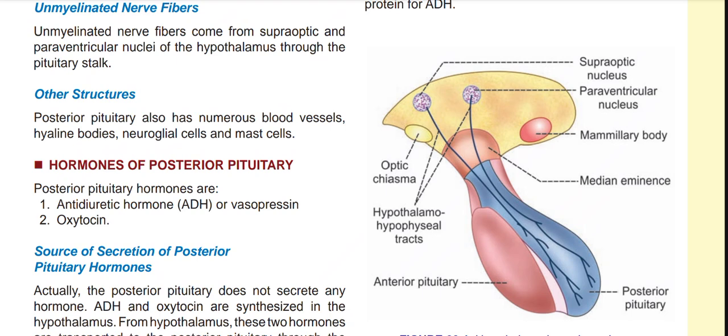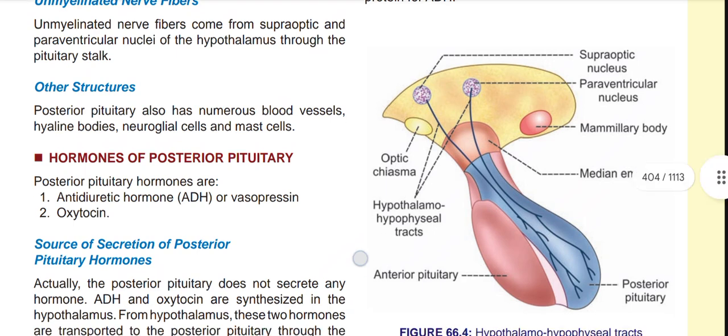Now, hormones of the posterior pituitary. Posterior pituitary hormones are number one, antidiuretic hormone or ADH, also called vasopressin, and number two, oxytocin. So, what are those two hormones present in the posterior pituitary? These are ADH or antidiuretic hormone and oxytocin.